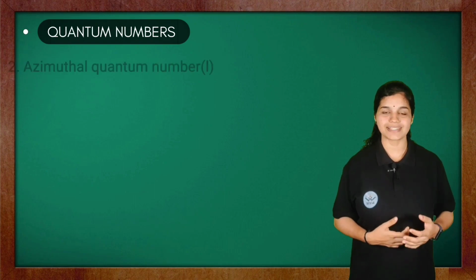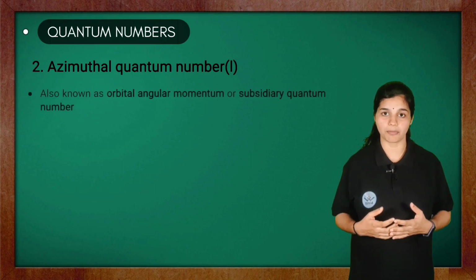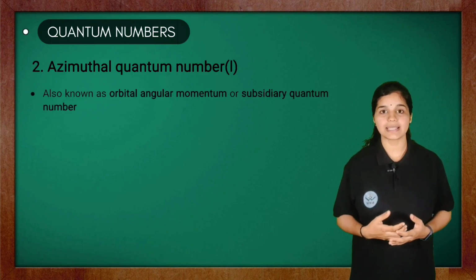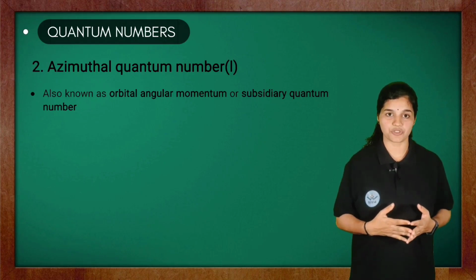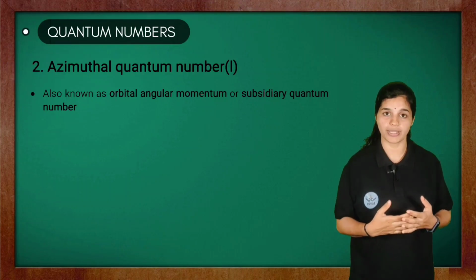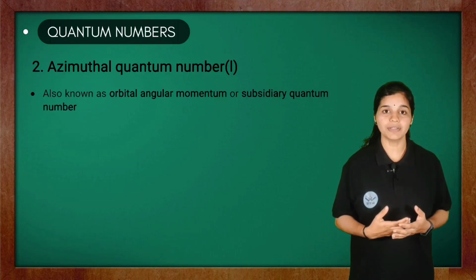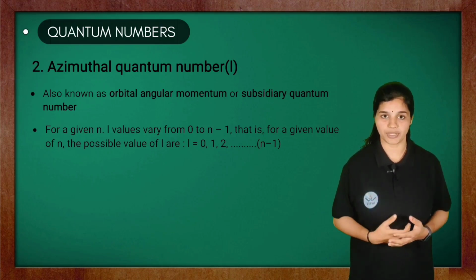Azimuthal quantum number is represented by l. It is also known as the orbital angular momentum quantum number or subsidiary quantum number. It tells us about the subshells. It defines the three-dimensional shape of an orbital. For a given value of n, l varies from 0 to n minus 1.